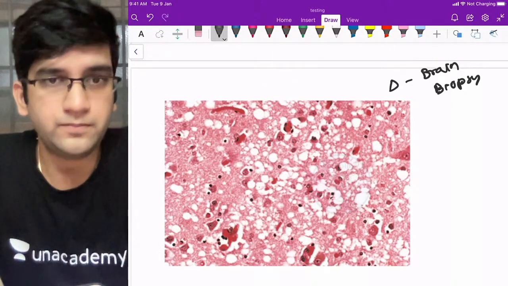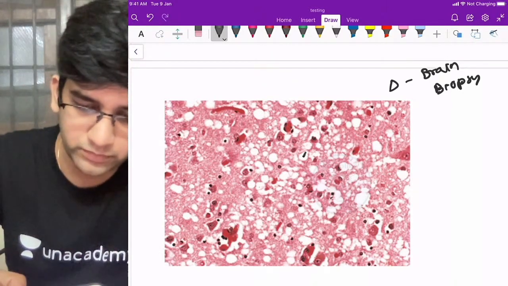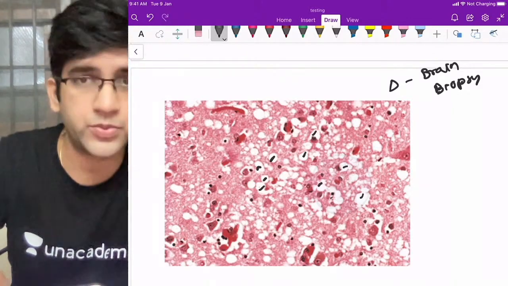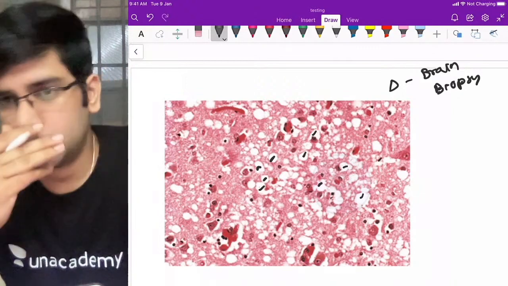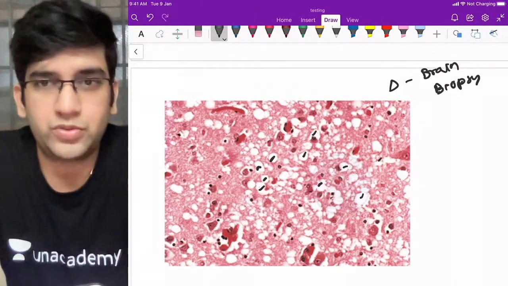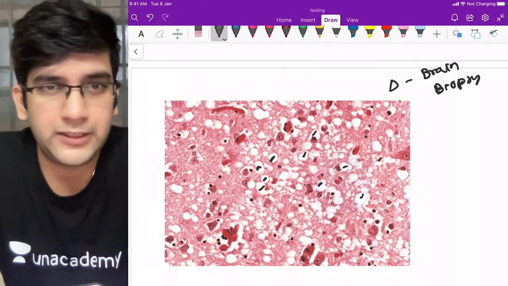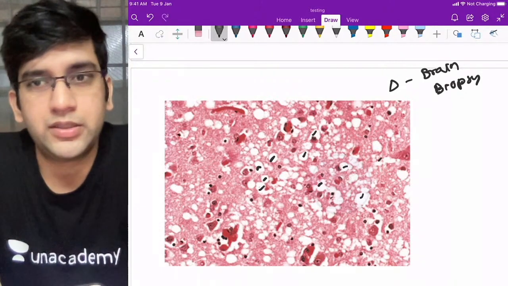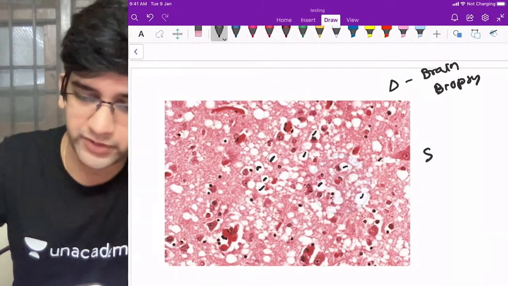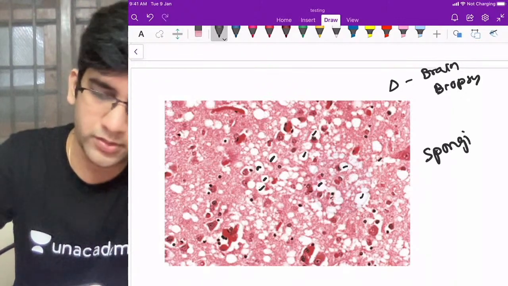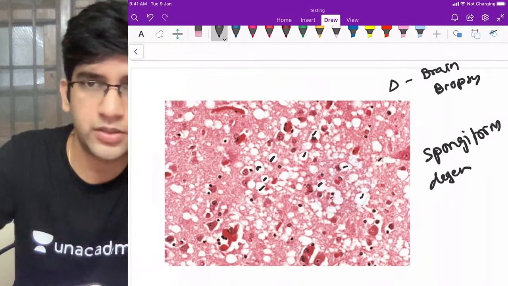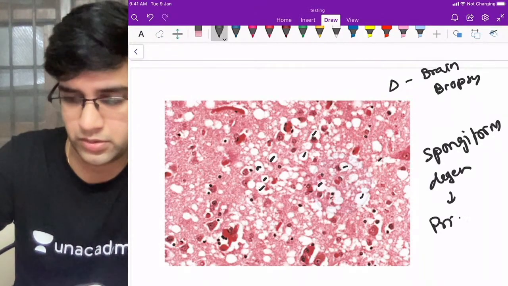Spotter. These are my clues. This came in the exam as well. Not cryptococcus, not Negri body. Let's say that this patient is presenting with spongiform encephalopathy. Perfect. Spongiform degeneration. Now the diagnosis: prions.